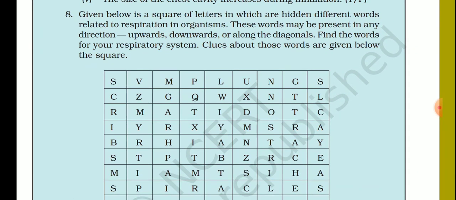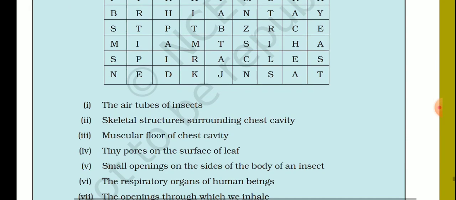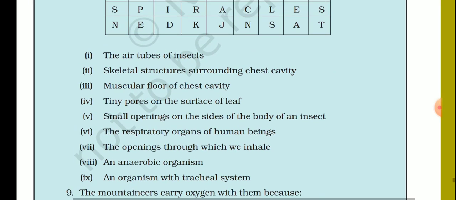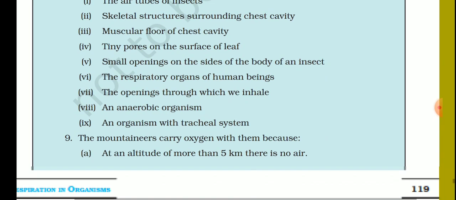So eighth question, you have to do it yourself. See what the question is. Given below is a square of letters in which are hidden different words related to respiration. These words may be present in any direction: upward, downwards, or along the diagonals. Find the words for your respiratory system, and the clues are given below. See students, we have discussed all these clues already, and you can easily find them. So you have to do this question on your own in the book itself.